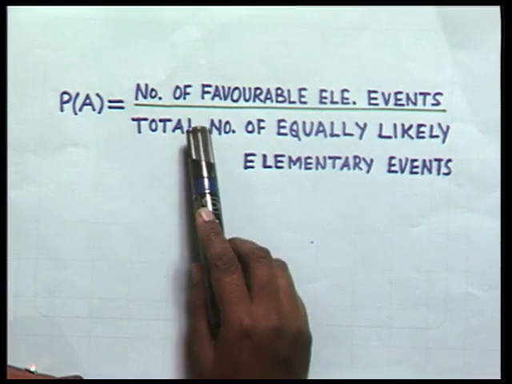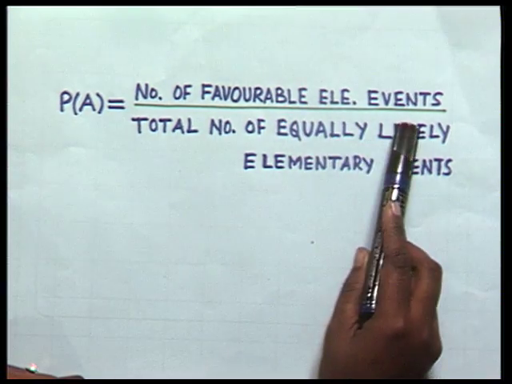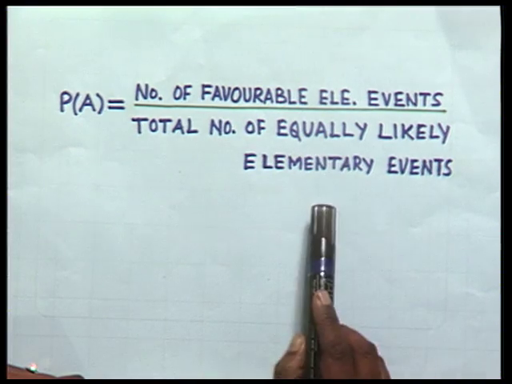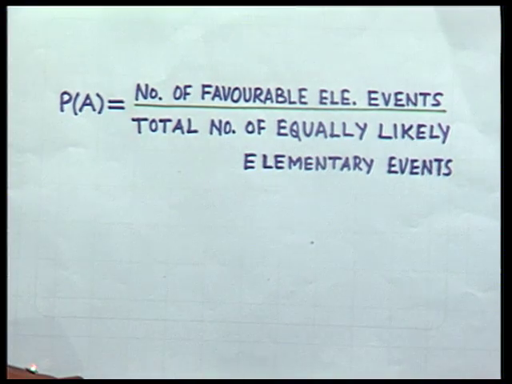Hello viewers, in our previous lesson we learnt what probability is and how we can calculate it if we know the sample space, or the number of elementary events in it, and the number of favorable outcomes, or the number of elements in the set defining an event. So, the probability of an event A is given by the number of favorable elementary events upon the total number of equally likely elementary events.